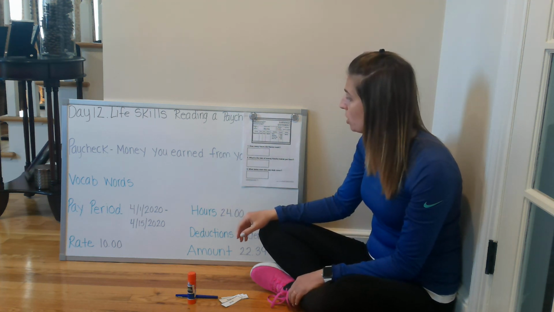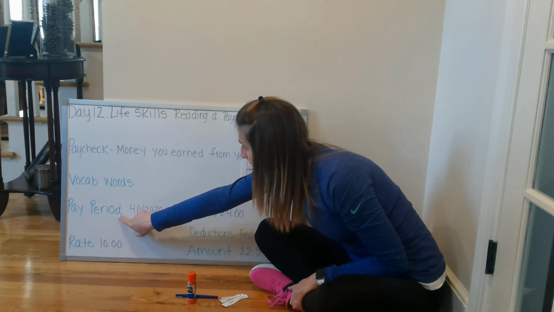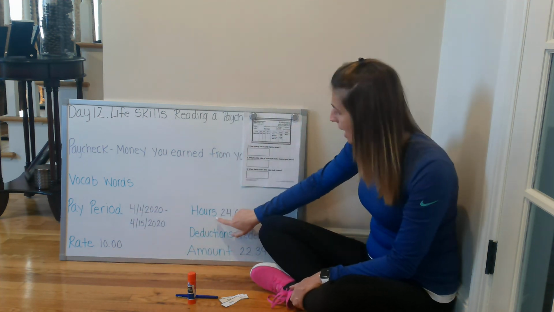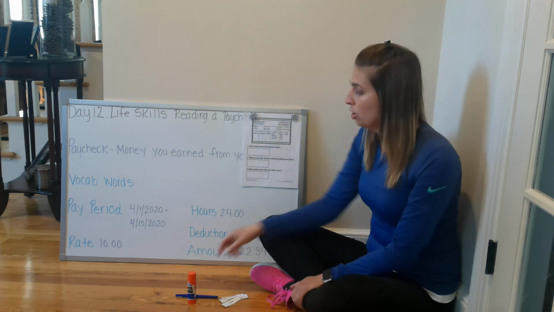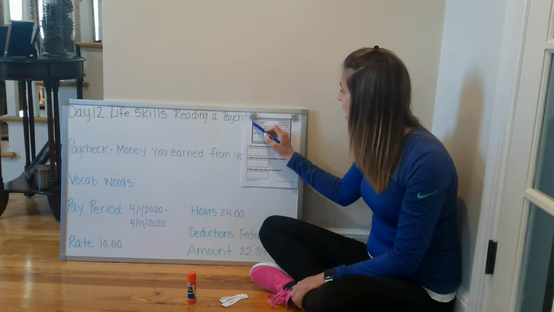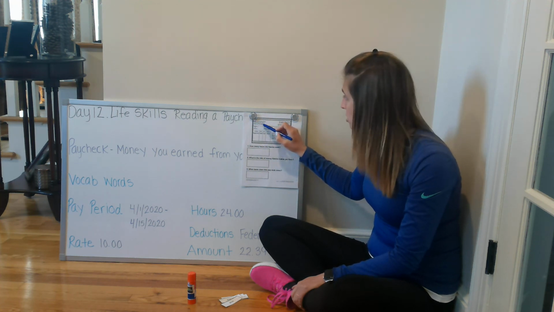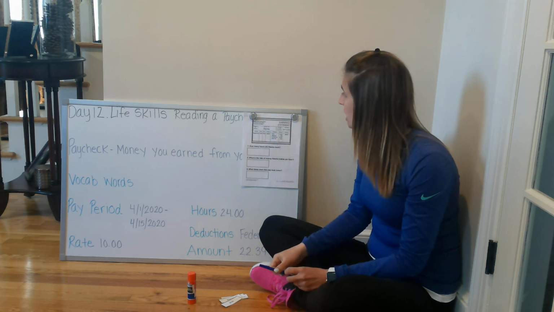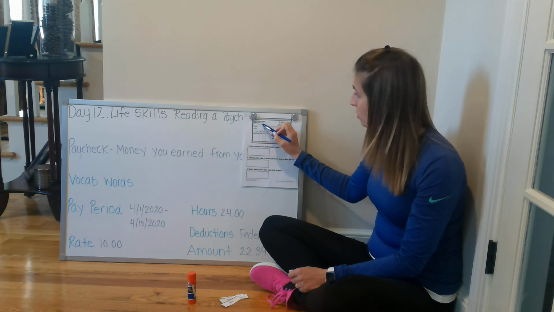I'm going to show you where those 5 vocabulary words we just were introduced to, pay period, rate, hours, deductions, and amount, are on the paycheck. So let's first look at the paycheck together. In the top left corner, it shows the place where Kesha works. Kesha works at the Shady Pine Nursing Home, and it gives the address.